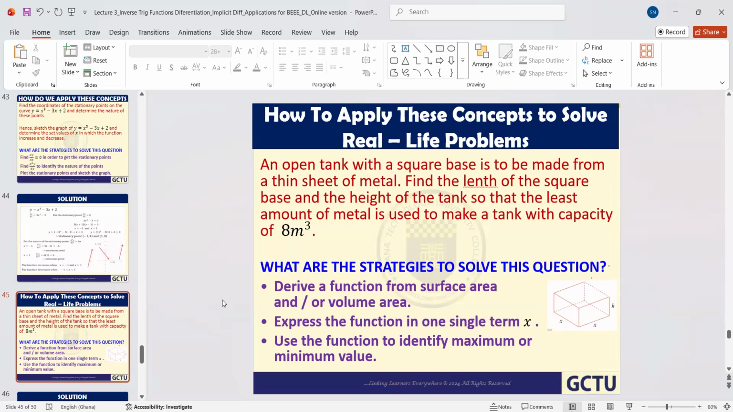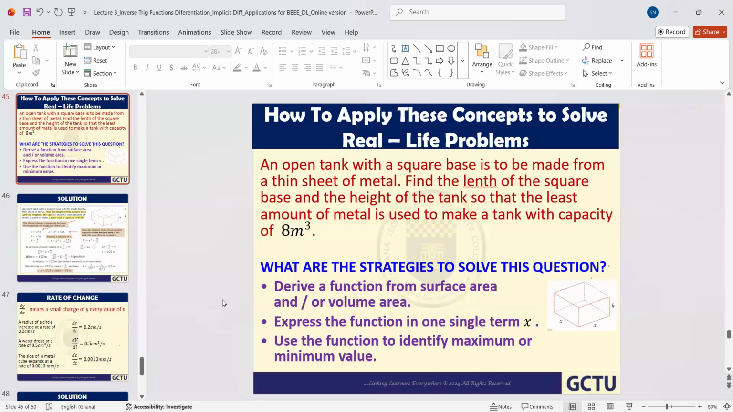Now I have, I think, 1 or 2 questions that are very applied. An open tank with a square base is to be made from a thin sheet of metal. Find the length of the square base and the height of the tank so that the least amount of metal is used to make the capacity. Now, how do we go about a problem like this? You see, an application of differentiation, but it's a story problem.